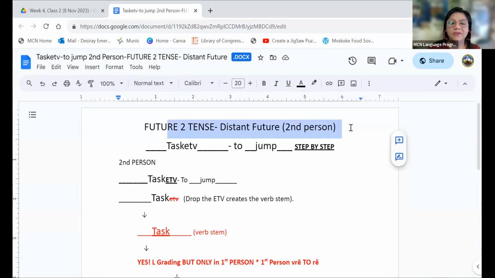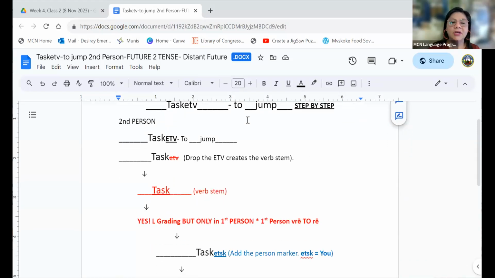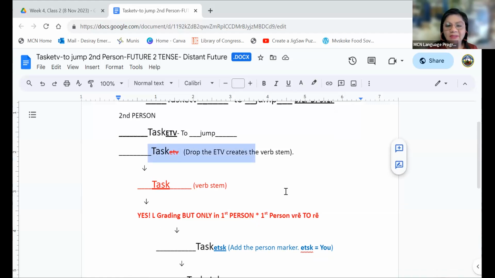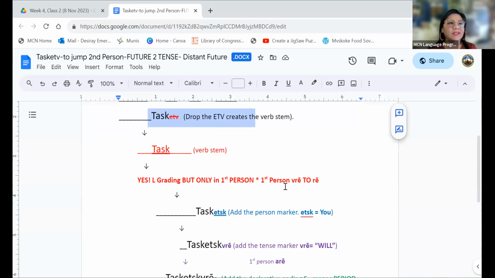Future 2 tense, distant future, second person, daskida, to jump. Daskida, to jump. You put it here, you take off the ETV. And when I was in school, they would say, oh, you remove the ida, ETV, ETA, ida. So that you can say, you drop your ETV, or you can say, oh, take off the ida. And that was something that just kind of sticks in your head when you're doing these conjugations, some of these little funny things that you can keep in your mind to keep yourself going on the right track.